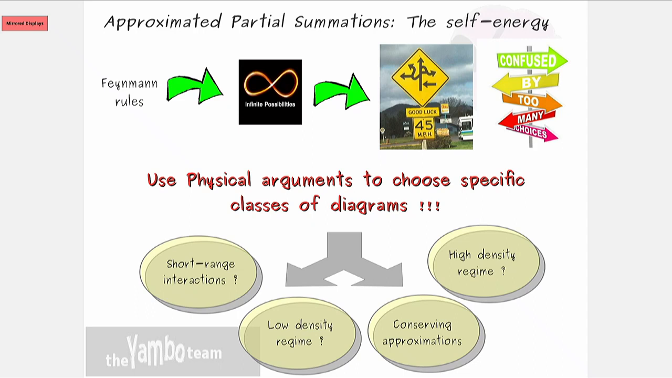you will have like 1,000 different roads, depending on the kind of diagrams you will include. And there you will see that the physics is very important and dictates the kind of approximations. So you have, for example, in the textbooks, known approximations in specific cases, where there is a short-range interaction, a low-density regime, and then if you want to be conserving.